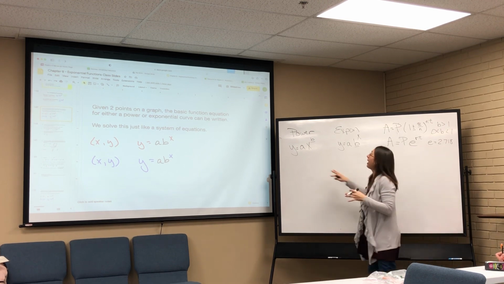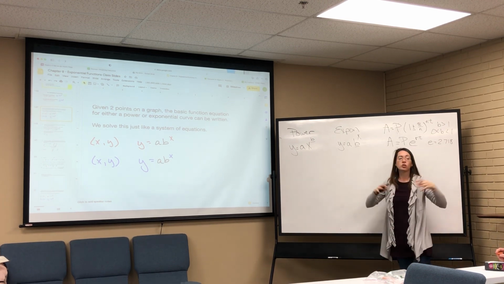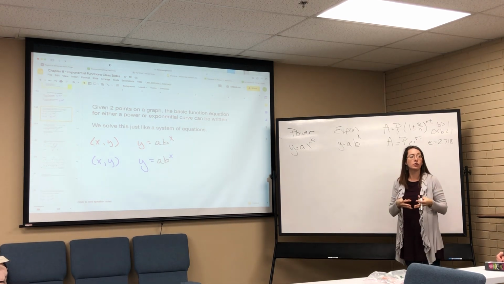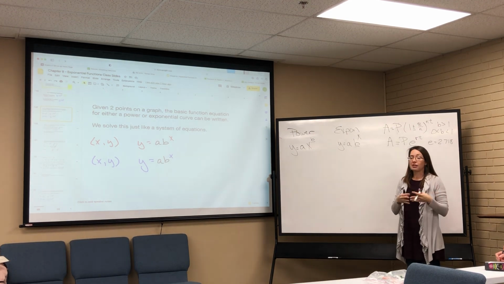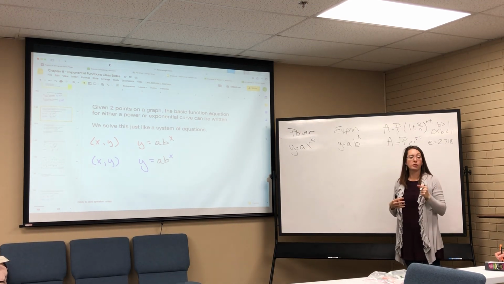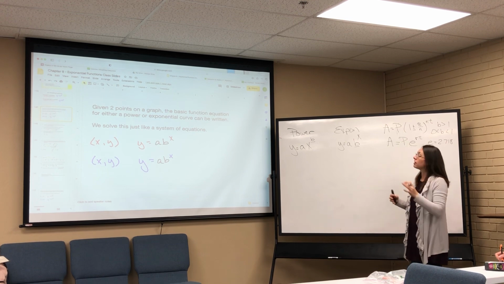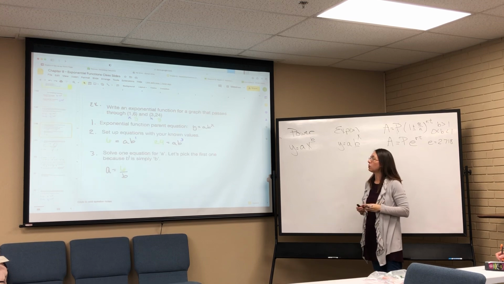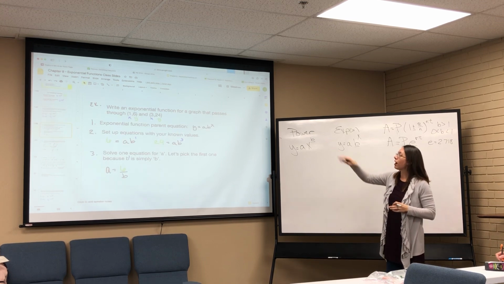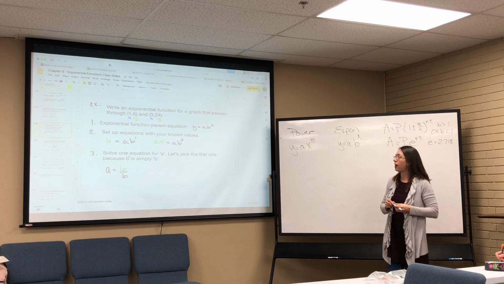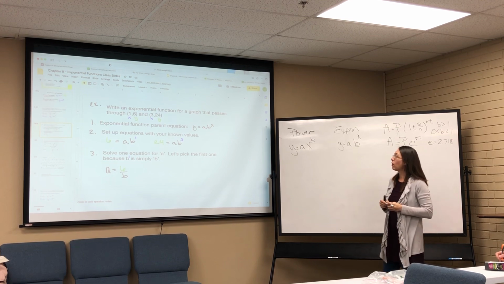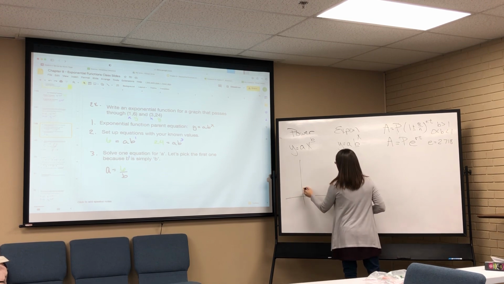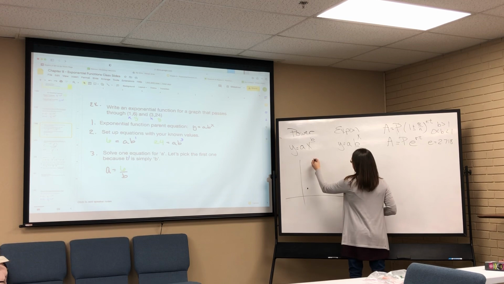So if we have all of this information, we learned logs, we learned our log rule. Last week we learned how to expand and condense logarithms with matching bases or maybe with an exponent or a coefficient in front. So how do we use all of that to come up with systems of equations? Okay? So if it says write an exponential function for a graph that passes through the points 1, 6, and 3, 24. So I've got this graph, and I've got 1, 6, and I've got 3, 24.